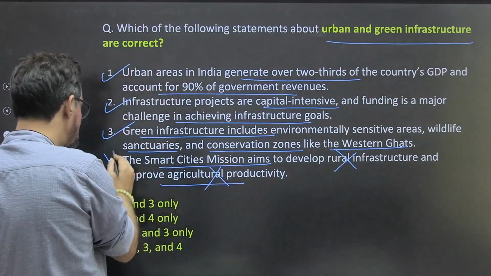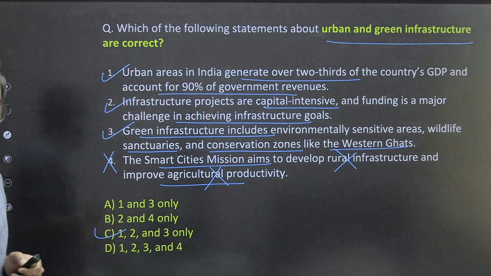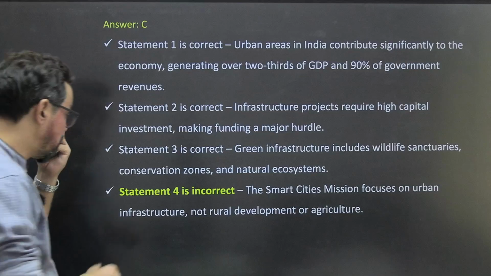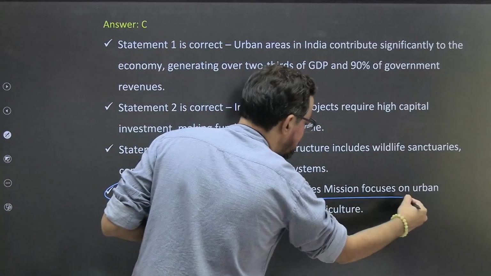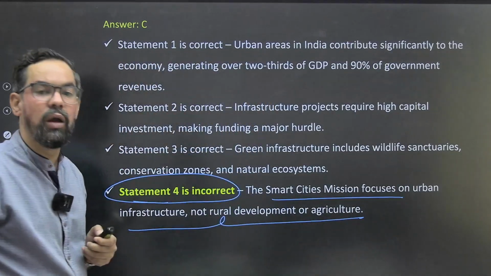No, so this is wrong. So 1, 2, 3 means option C will be the right answer for this particular one. The only incorrect statement was statement 4. The Smart Cities Mission focuses on urban infrastructure, not on rural development or agriculture.